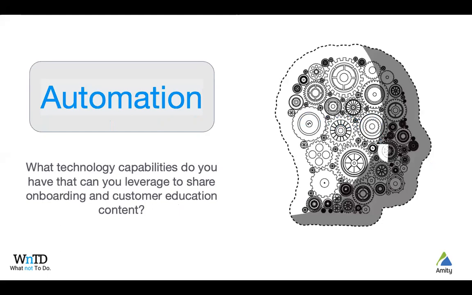Then look at automation. What technology capabilities do you have that you can leverage to share onboarding and customer education content? So perhaps you have the ability to do email journeys. Do you have videos that you can share with your customers, and videos that have clear learning objectives that guide to product adoption? In-app tutorials. How can you leverage the automation and the technology that you have today to facilitate the customer segments in your customer journey?